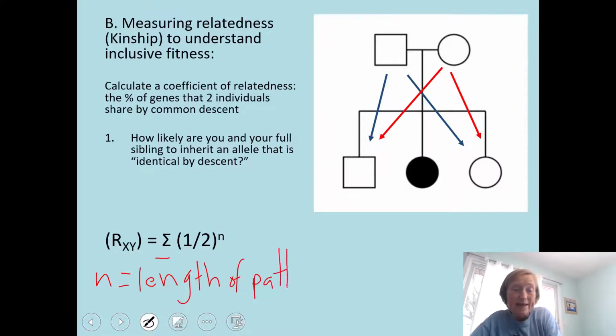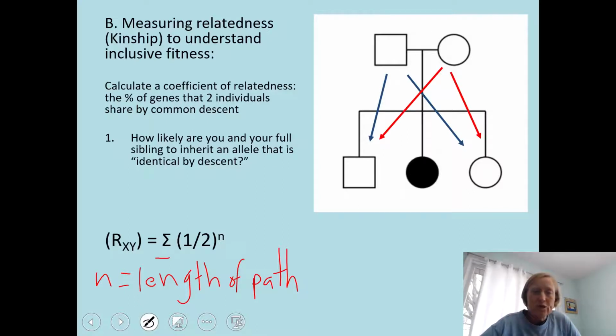Where n is the length of the path between two individuals, okay? So my question then is, how likely are you and your full sibling to inherit an allele that is identical by descent? Let's determine the coefficient of relatedness. The coefficient of relatedness would equal 1/2 raised to the power n times the total number of paths in the system. So let's look at this pedigree a minute to help us understand it.